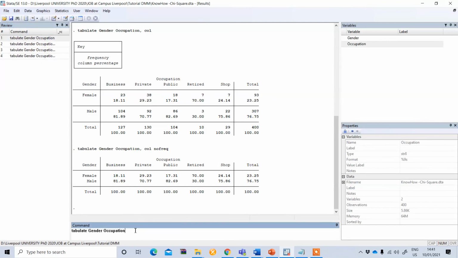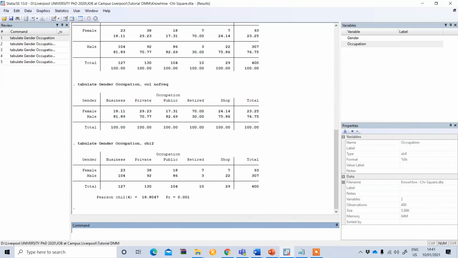Let's go. This is the first one, table of gender occupation. After this, if you write comma and then chi-square, press enter. This table shows the frequency distribution between these two categorical variables that we have discussed earlier.